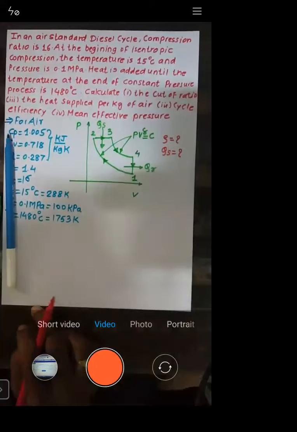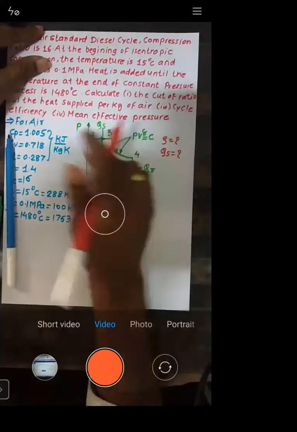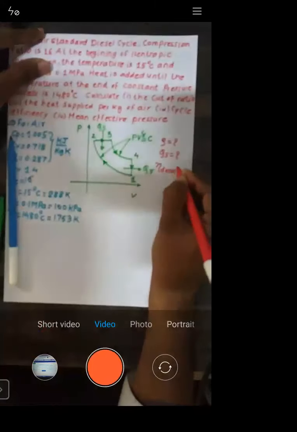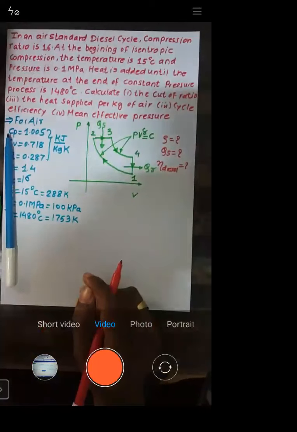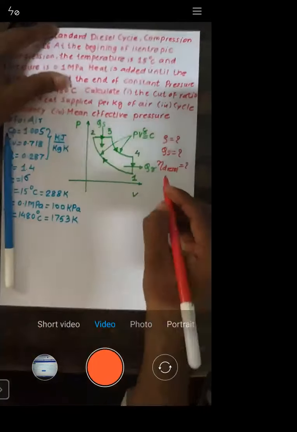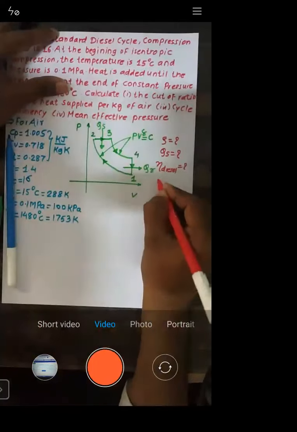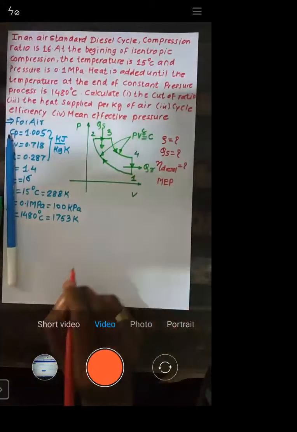Next, cycle efficiency. So they're asking for the efficiency of the diesel cycle. Next, mean effective pressure. This is a somewhat new term, MEP as we call it. So let us calculate.